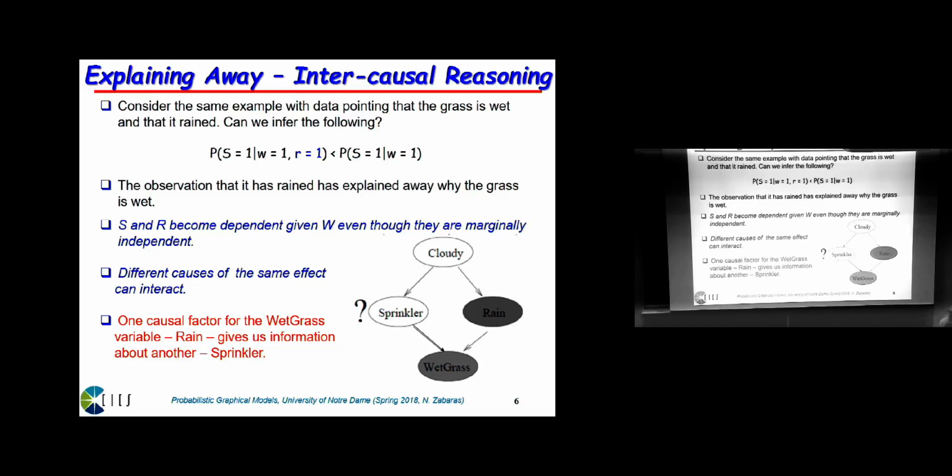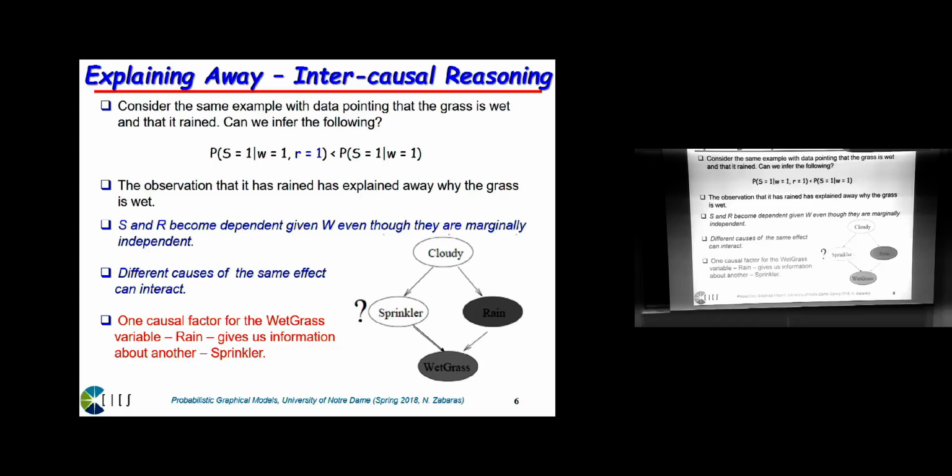If there are no connections to anything, you just have the sprinkler and the rain. Are they independent? If they're independent, once you observe the grass, that's not the case anymore. They're not independent, because knowing something about whether it rained or not immediately tells you something about whether the sprinkler is on or off.